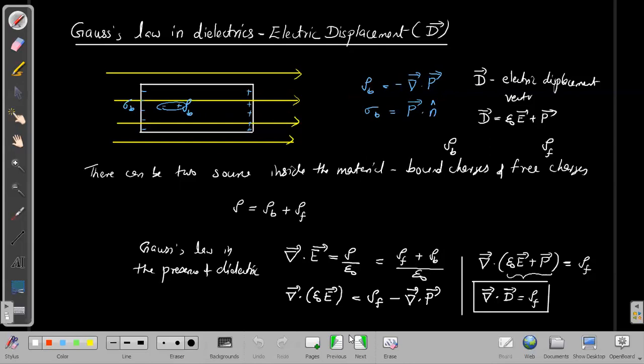Therefore the total charge density is simply the sum of the bound charge density and free charge density, and hence I can write del dot E equal to rho by epsilon 0, and rho I can split into free charge density plus bound charge density, and bound charge density is minus del dot P. And so finally I can write the Gauss's law in the form of del dot D equal to rho f, where D is given as epsilon 0 times E plus P.